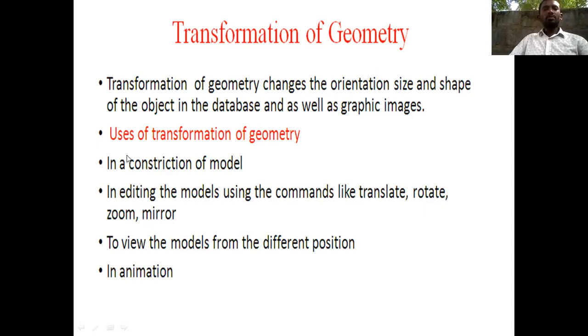We use transformation of geometry to view the models from different positions. To view the models, for example, in engineering drawing we know the views: top view, front view, side view. Next there are projections also, we have different types of projection. Based on the view, it is used to position the object. We want to change to different positions, and the object will be changed to different positions by using transformation of geometry.